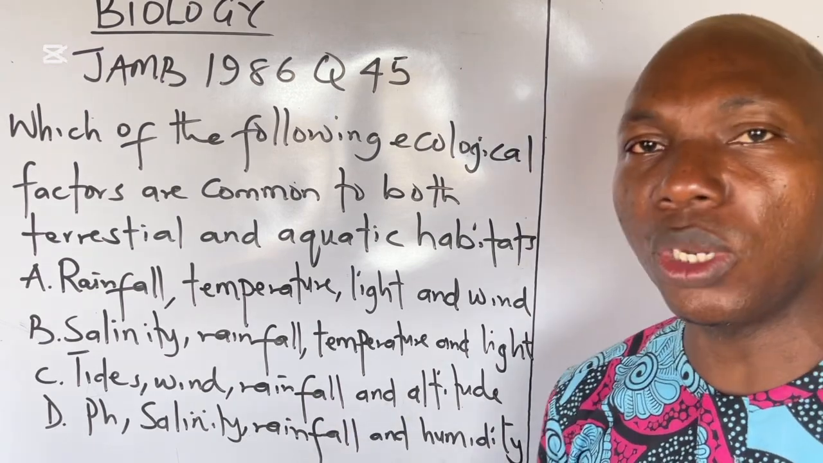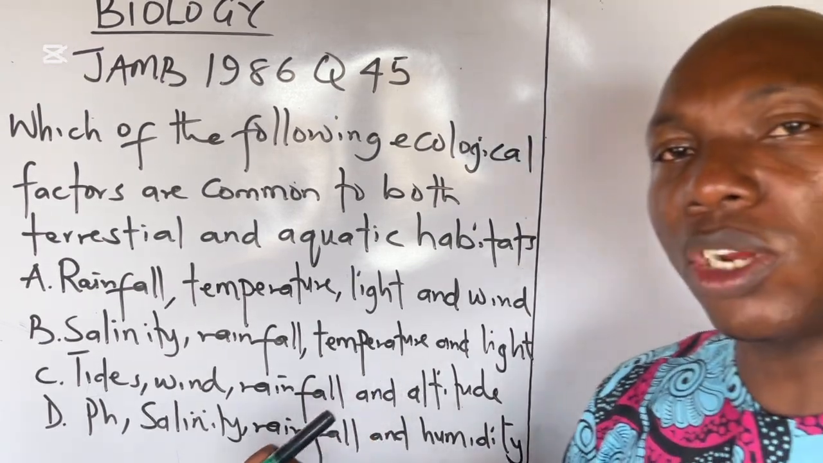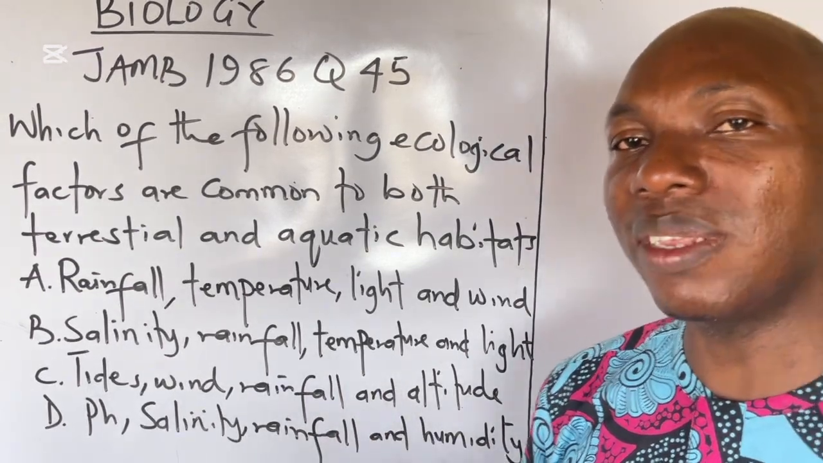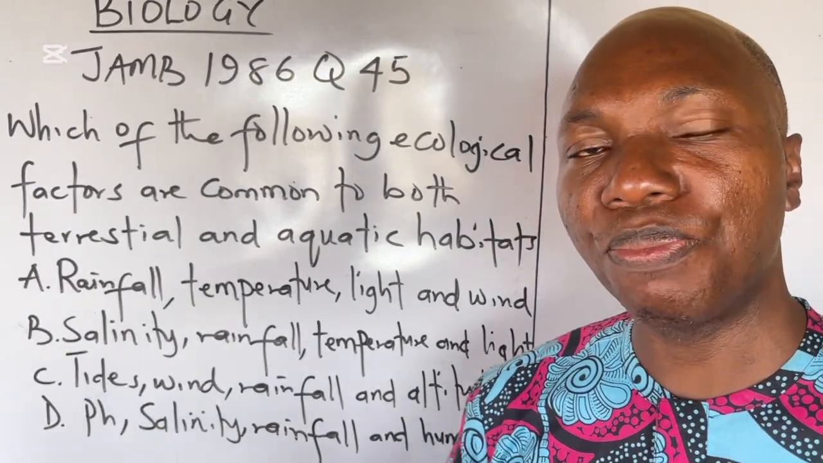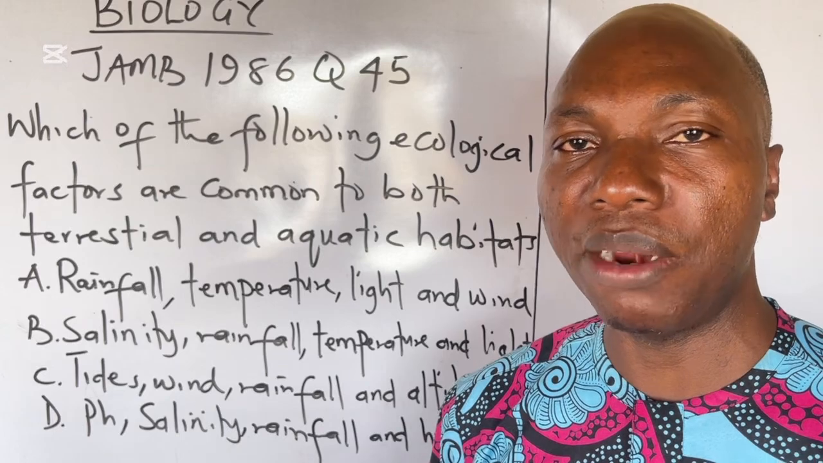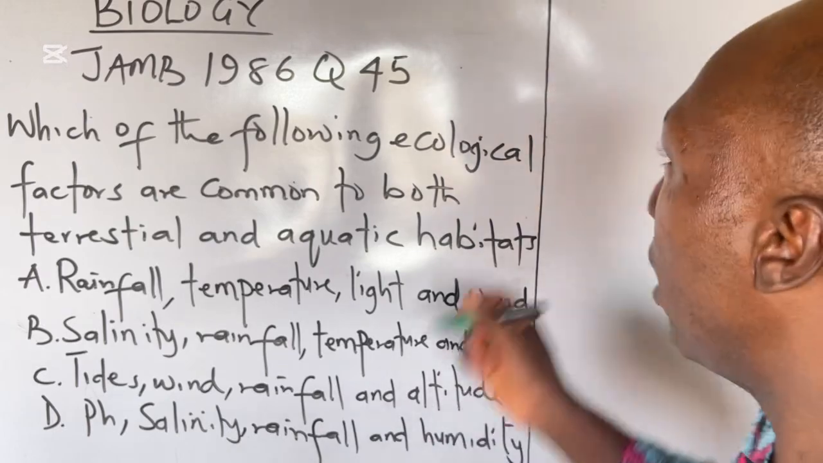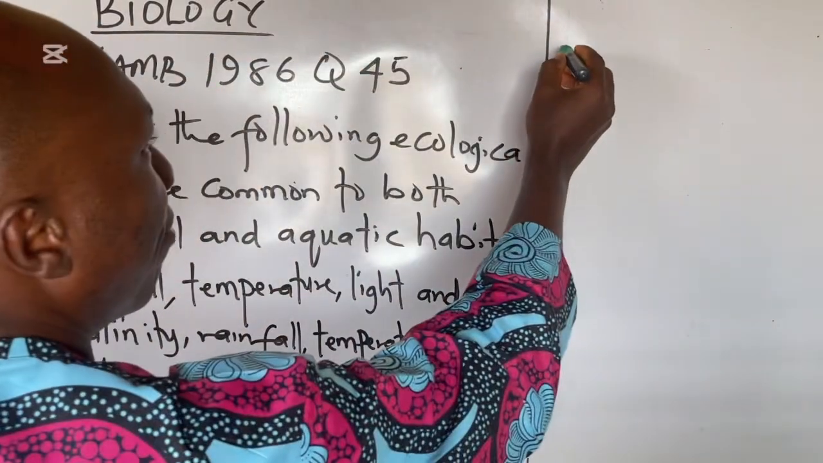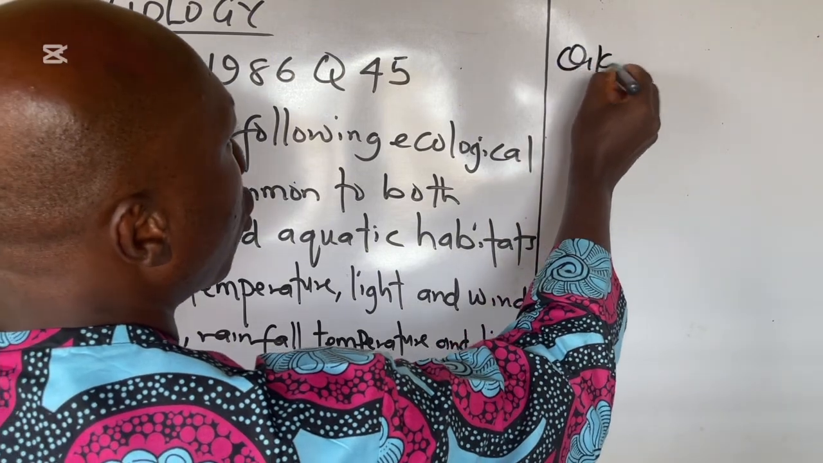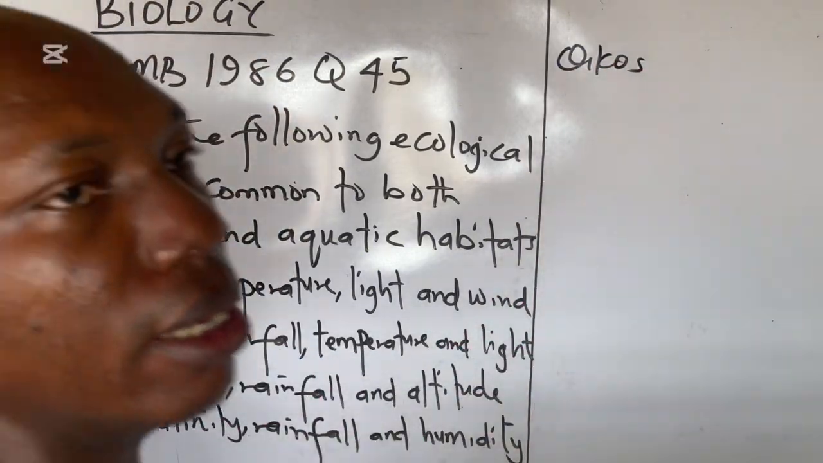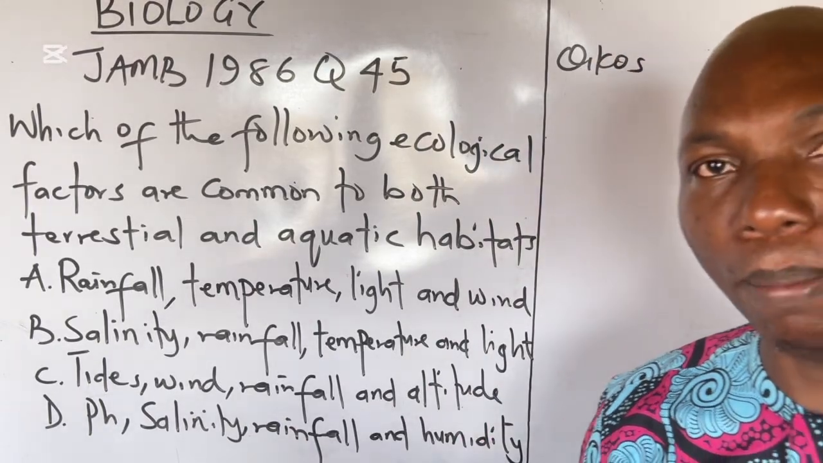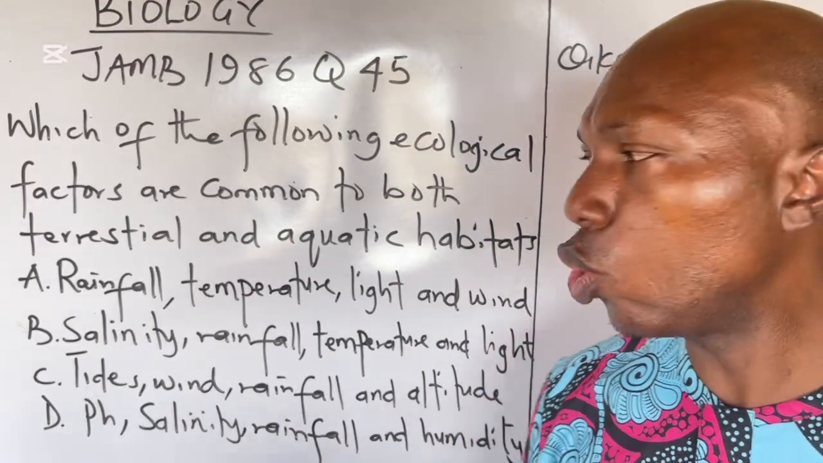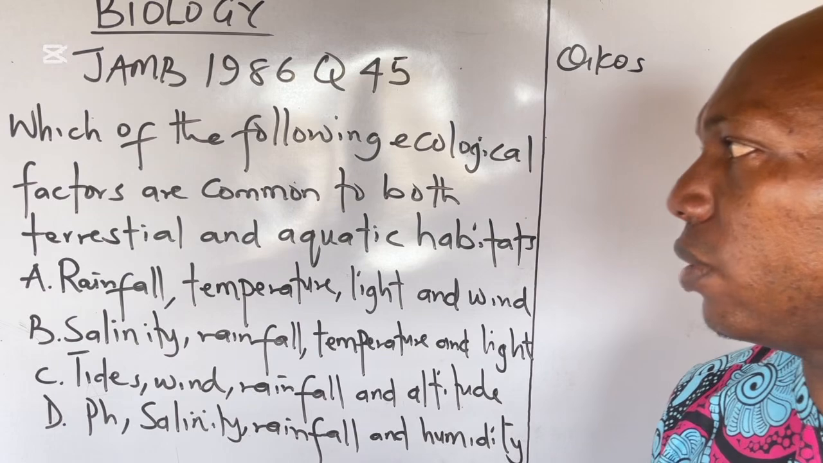Before we can solve this question, because this is a question on ecology, ecology simply means the study of plant and animal in relation with their environment. And ecology is derived from the word oikos, meaning dwelling place. So let's solve this question.